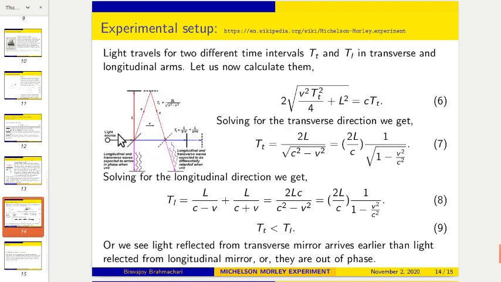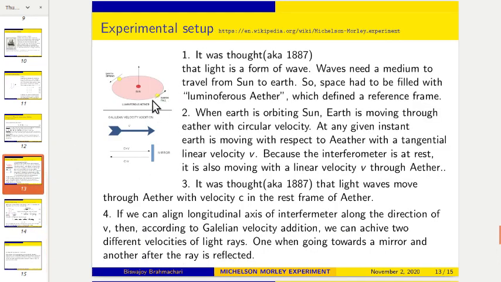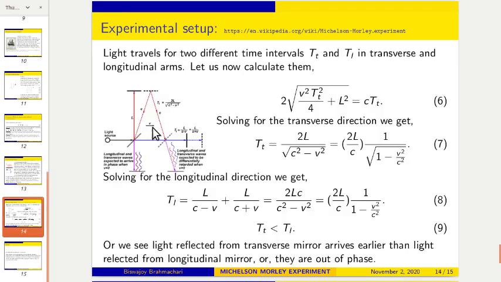That means the instrument itself is moving with a velocity v through ether, because Earth is moving with a velocity v through ether. So this velocity is reflected here. The interferometer itself is moving with a velocity v through ether, and we have aligned one arm of the interferometer along the direction v, and another arm is perpendicular to the direction v. This is one arm, this is another arm.